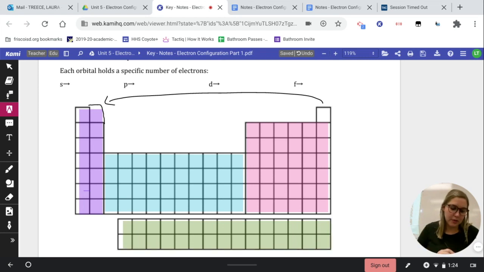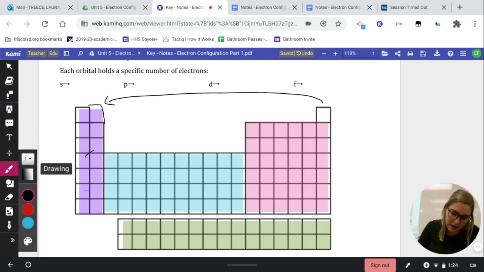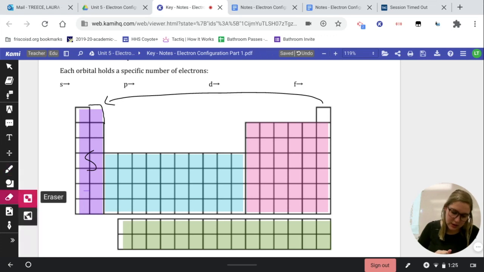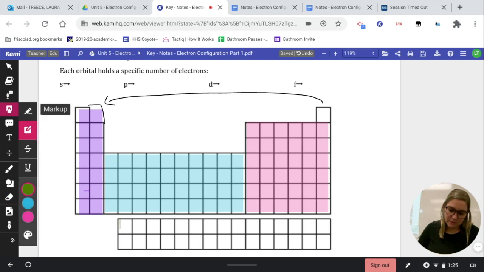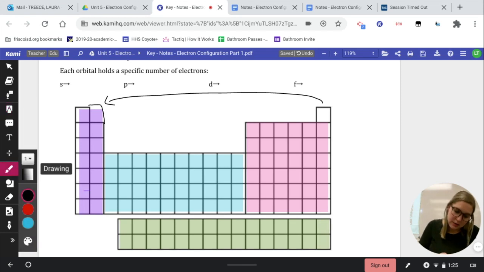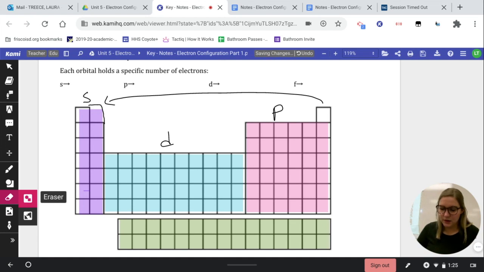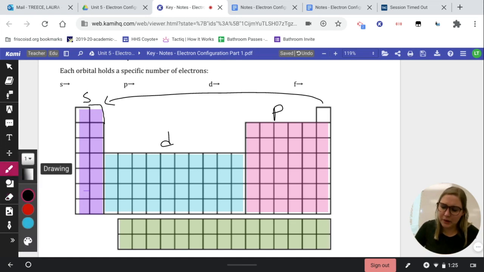Okay, so those are my orbitals. Let's label them now. I'm going to label outside instead of labeling on the table. So this is our S, it's our D, it's our P, that's our F orbital. There we go.